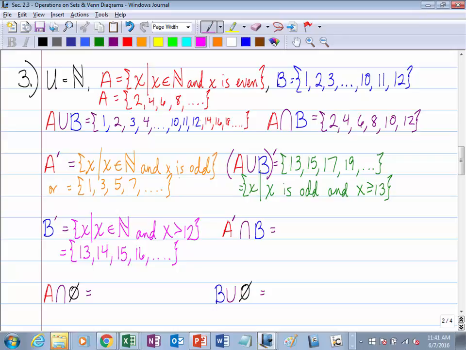All right, so A prime intersection with B. So these are the elements that are not in A, but they are in B. So let's see. They're not in A, but they are in B. So it would be the odd numbers that are in B. So it would be 1, 3, 5, 7, 9, and 11.